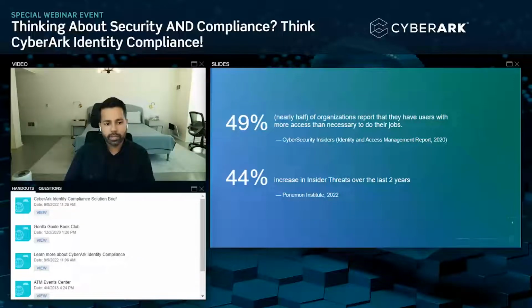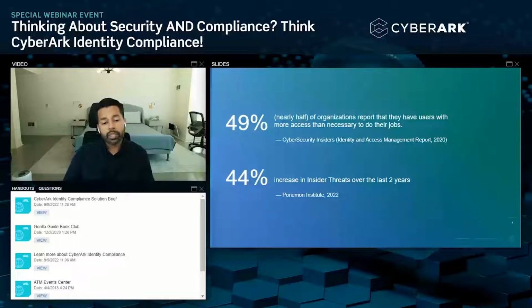So 49% of organizations report that they do have users that have more access and permissions than necessary to do their jobs. So that means that maybe I received permissions to do something, maybe for a project, or I was accidentally given access, or I was given the wrong permissions from the very get-go, and I have more access than I should, and there are reasons why that's a problem.